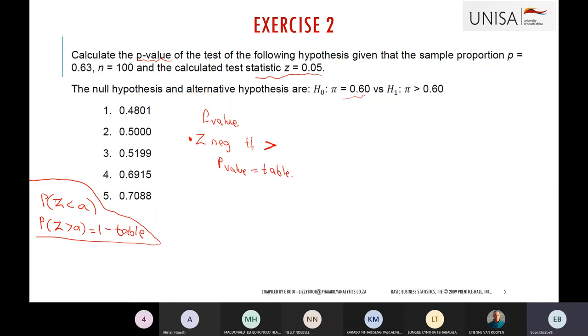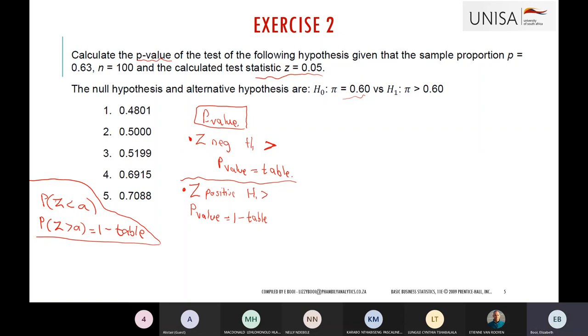If your z value is negative, and you use your z stat to go find the p-value, which is the probability on the table, and the sign says it's greater than, the value you find on the table is the value you are looking for. If your z value is positive, and your alternative says greater than, then your p-value will be equal to 1 minus the table value, the value you will find on the table.